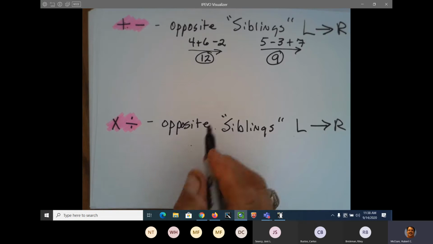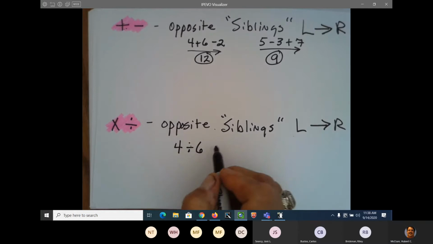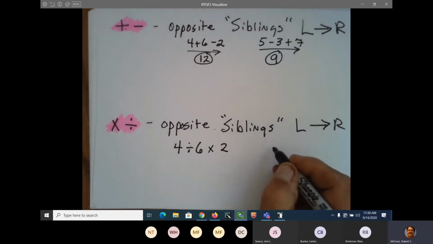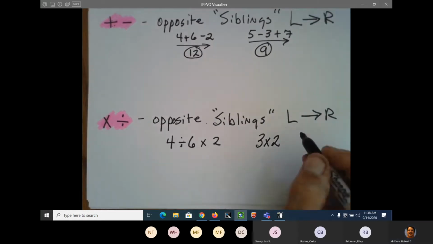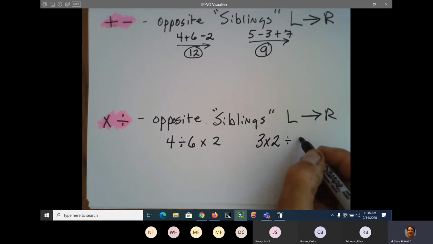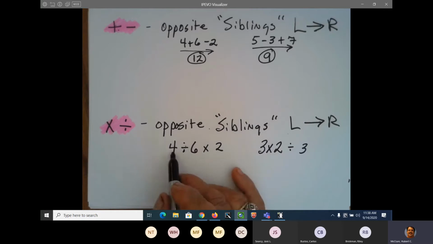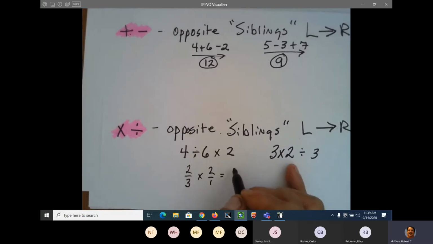Same thing down here. 4 divided by 6 times 2. And let's see, I'll go the opposite direction. 3 times 2 divided by 3. So here, read left to right. 4 divided by 6 is 4/6, which is 2/3, times 2 over 1 is equal to 4/3.